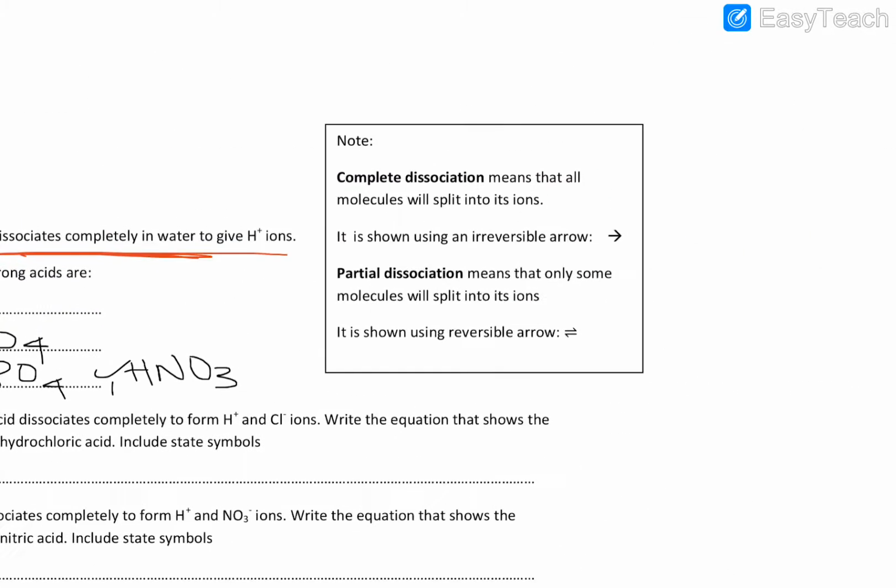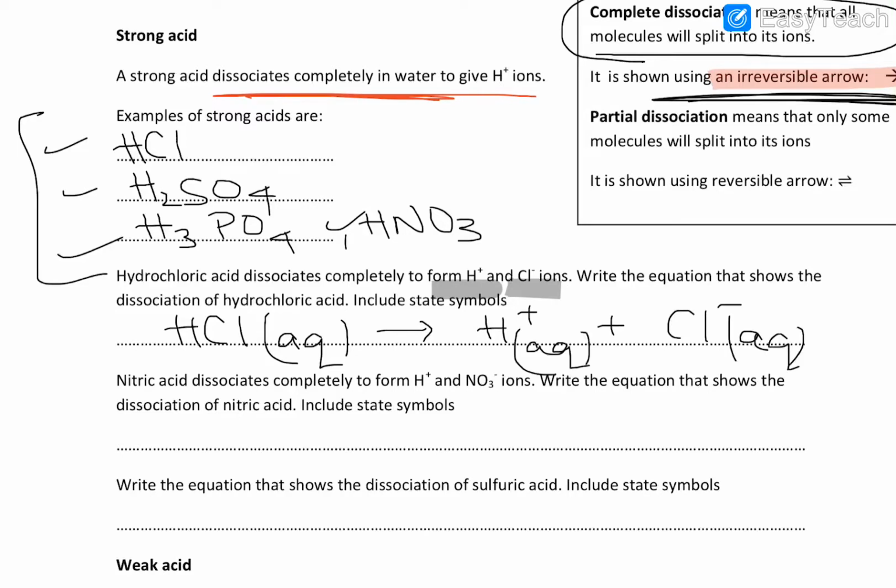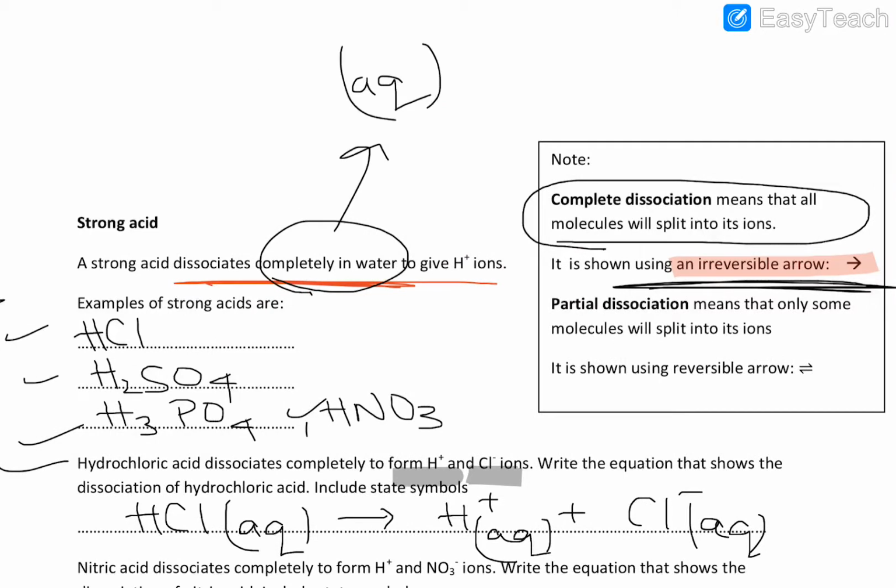And here you will see that complete dissociation means that all molecules will split into ions, and it is shown using an irreversible arrow. You need to know the name of this arrow. This is called an irreversible arrow. And here it says hydrochloric acid dissociates to form H plus and Cl minus. So hydrochloric acid in the aqueous form, which means when it dissolves in water, is going to split and give you H plus and Cl minus ions. It's only when it is dissolved in water, meaning only when it is in the aqueous state.